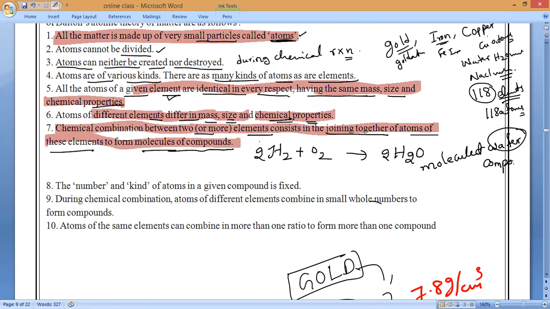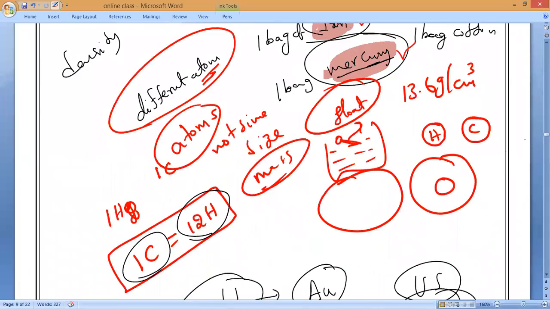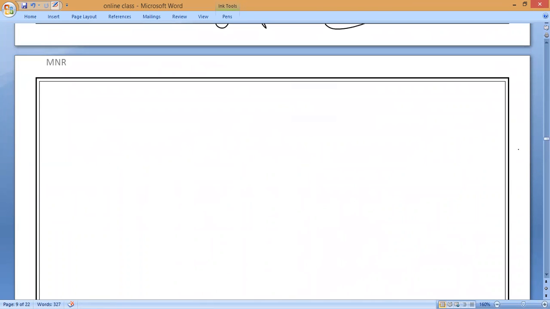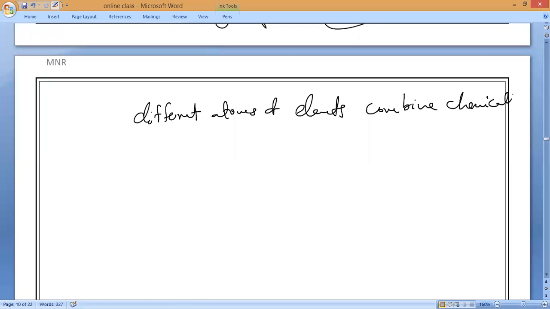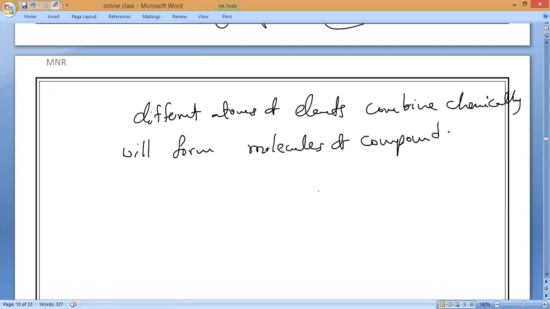So is water a compound or an element? Compound. So that is what I am saying: atoms of different elements combine chemically and form molecules of compounds. You should remember that. A compound is one where more than one kind of atom is present. If they are different atoms, then definitely it will form a compound. That is what molecules of compounds means.